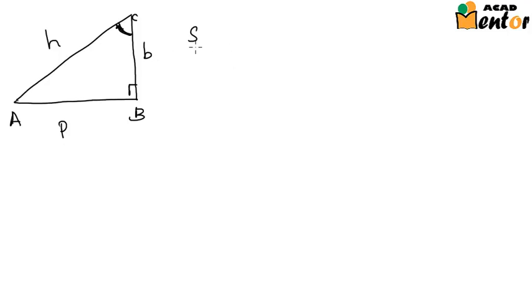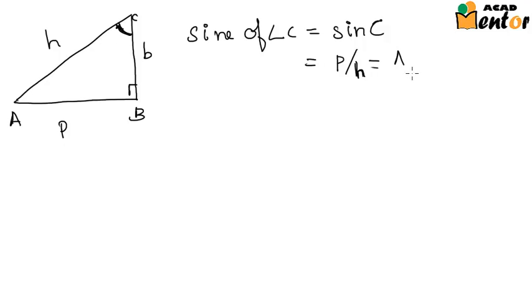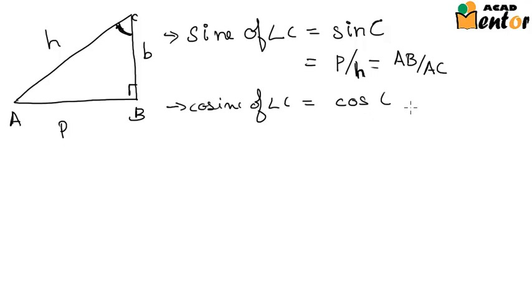The first ratio, if you remember, was sine of angle C. It can also be written in short as sine C, and it's equal to perpendicular by hypotenuse, or AB by AC. The next ratio is cosine of angle C, also written as cos C. This was equal to base by hypotenuse, which is equal to BC by AC for triangle ABC.